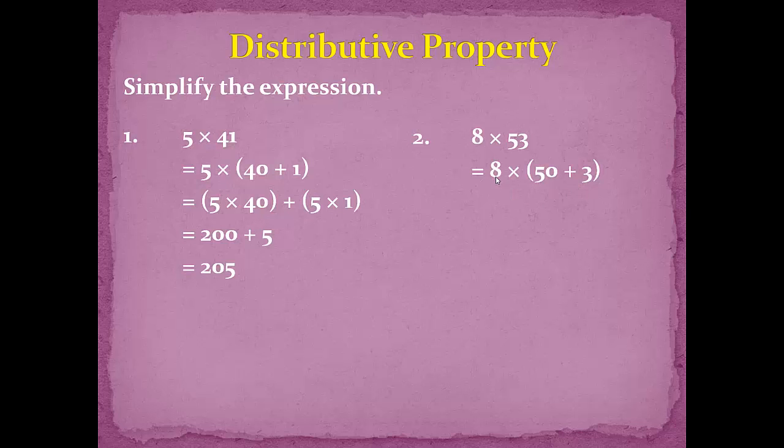We will now take the number on the outside, the 8, and multiply it by the 50, and we'll also multiply it by the 3. So we're going to have 8 times 50 plus 8 times 3, or the quantity 8 times 50 plus the quantity 8 times 3. 8 times 50 is 400, and 8 times 3 is 24. So now we have that this equals 400 plus 24, and 400 plus 24 is 424.